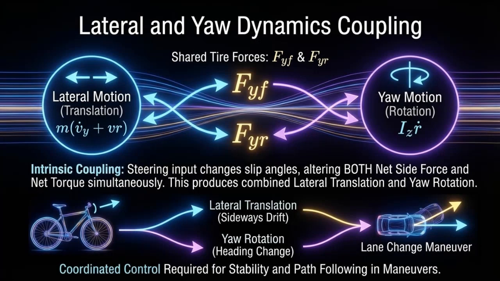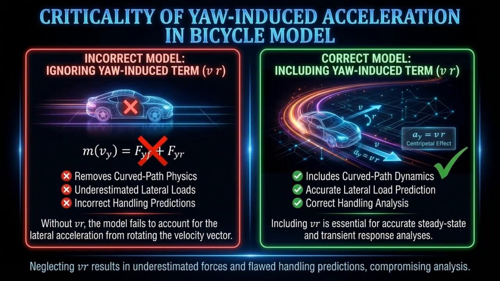The lateral and yaw motions are intrinsically coupled through the same tire forces acting at the front and rear. A steering input changes tire slip angles, which simultaneously alters the net lateral force and the yawing moment. As a result, maneuvers such as lane changes naturally involve both sideways motion and heading change, requiring control systems to coordinate lateral and yaw dynamics together.